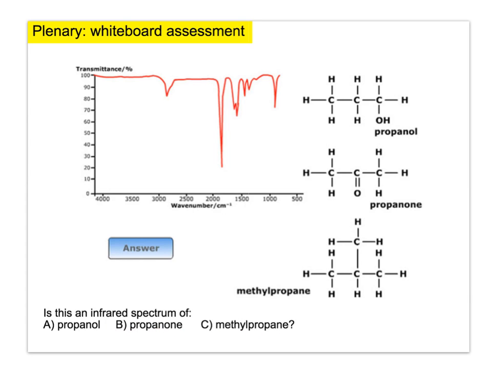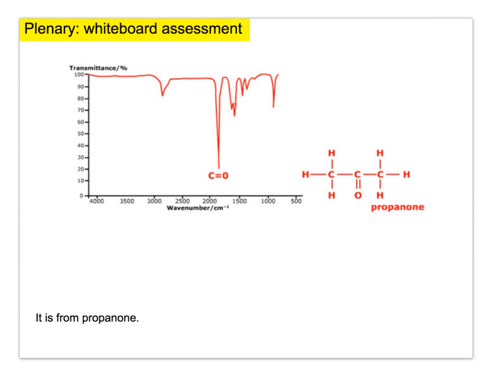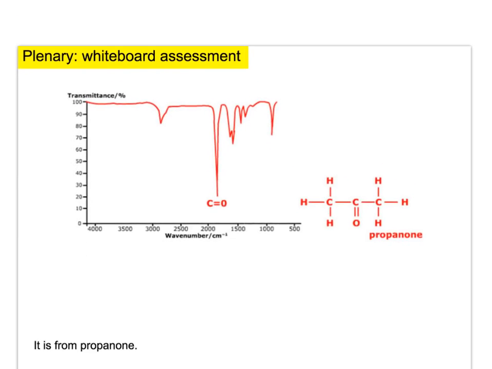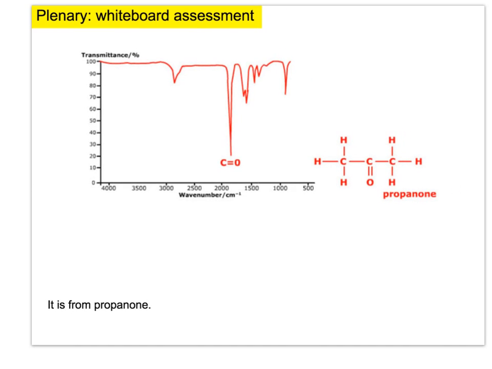Is it one of these three? This one must be propanone because it's got this deep, sharp peak for the C double bond O. It can't be the alcohol because the alcohol would have a broad, deep peak for the OH. It can't be the methyl propane, I think it was, because that wouldn't have this sharp, deep peak for the C double bond O.